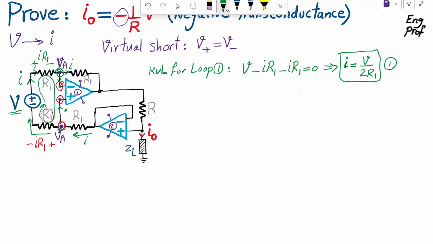Now, as I showed here, this current I keeps flowing through the other R1 resistor, to get to the point that we refer to its voltage as Vx. Also at the bottom of the circuit, let's refer to the voltage at this node as Vy. Effectively, the voltage across resistor R is obviously Vx minus Vy.